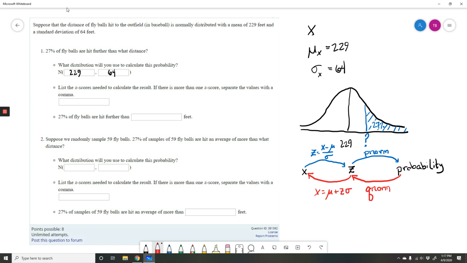So we are going to take the red path this time because we are told what the probability is and we are looking for the value, right? 27% of fly balls, that's our probability. 27% of fly balls are hit further than what distance? The distance is the x that we're looking for. It's the value in the population. So to find the z-scores, we're going to need to use that qnorm function. So let's go to our notebook.